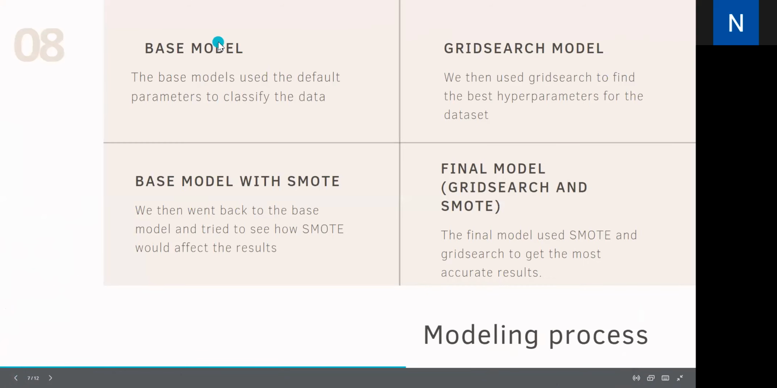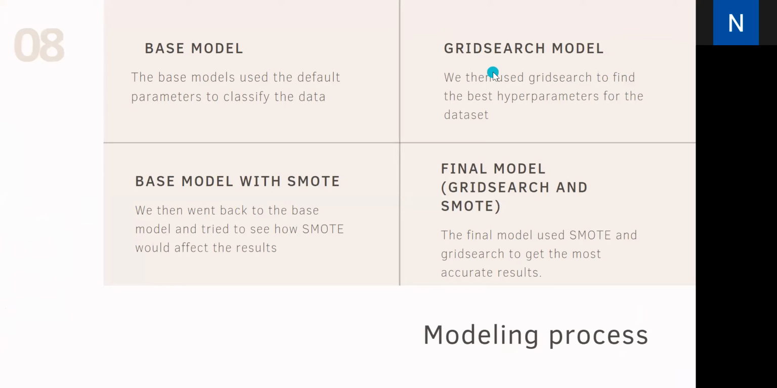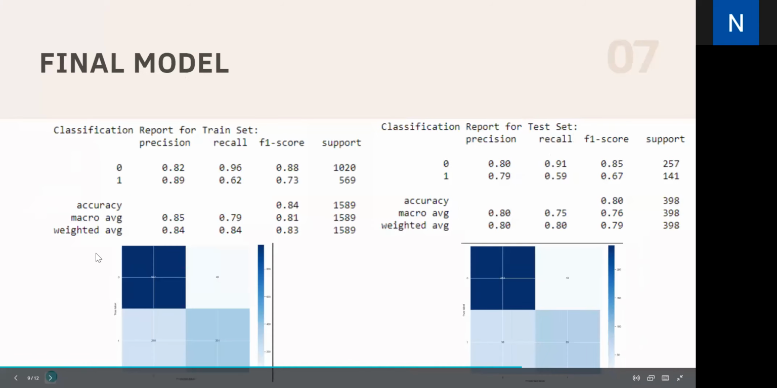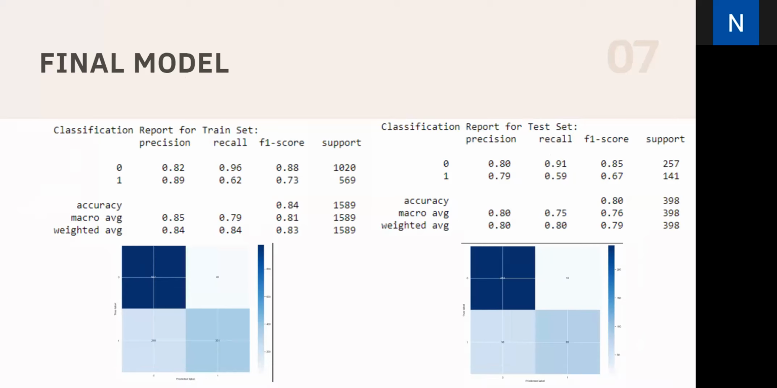So after we looked at the base model, we used grid search in order to find the best hyperparameters for this data set. After that, we went back to the base model to see how SMOTE would improve those results. And then finally, we used the grid search and SMOTE together in order to get our best and final model. Our final model was an XGBoost model utilizing the grid search and SMOTE. We got a precision of 80, a recall of 91, F1 score of 85, and accuracy of 8%.